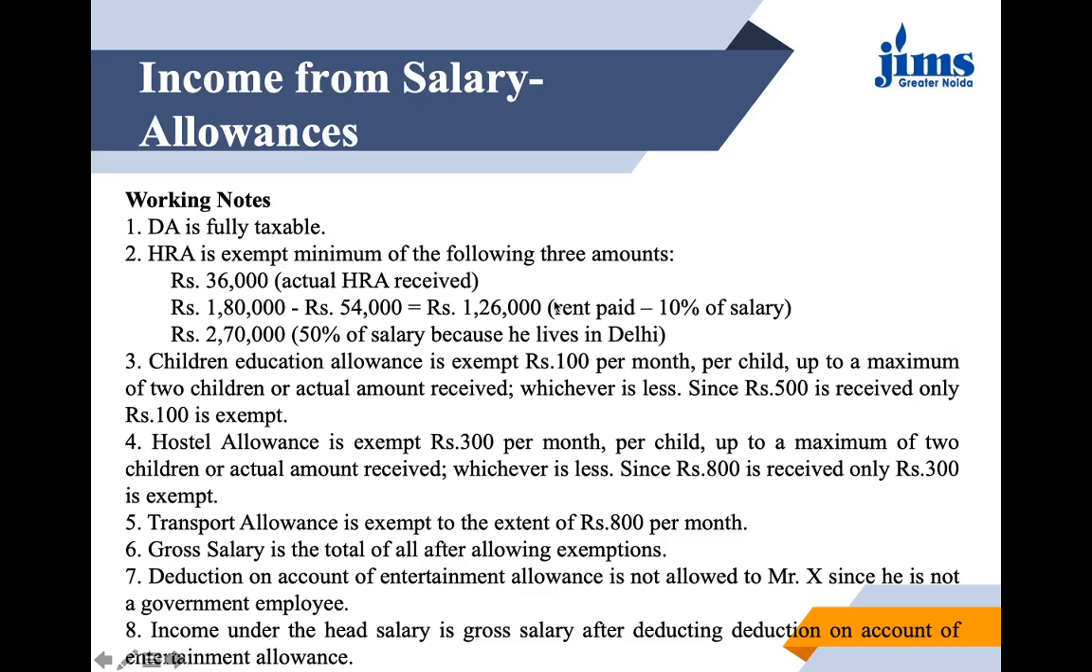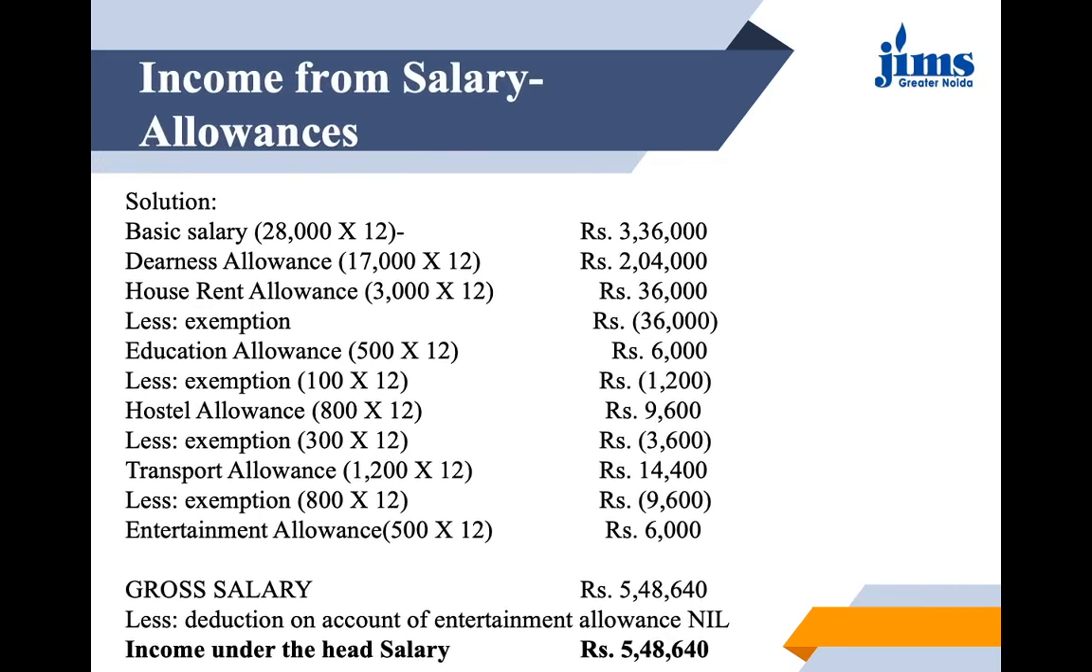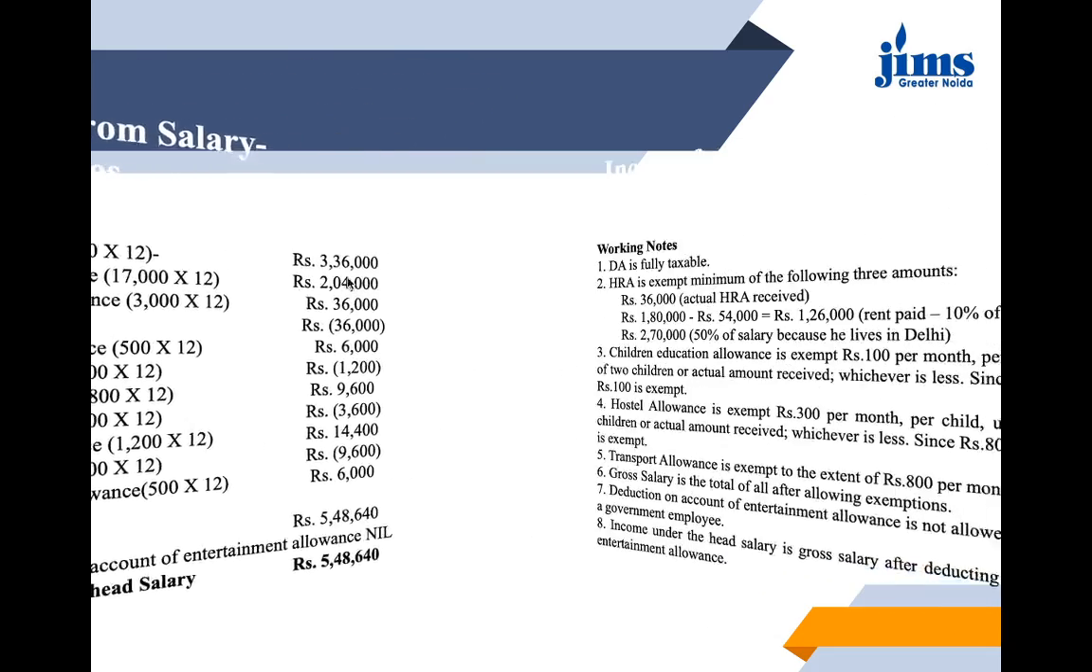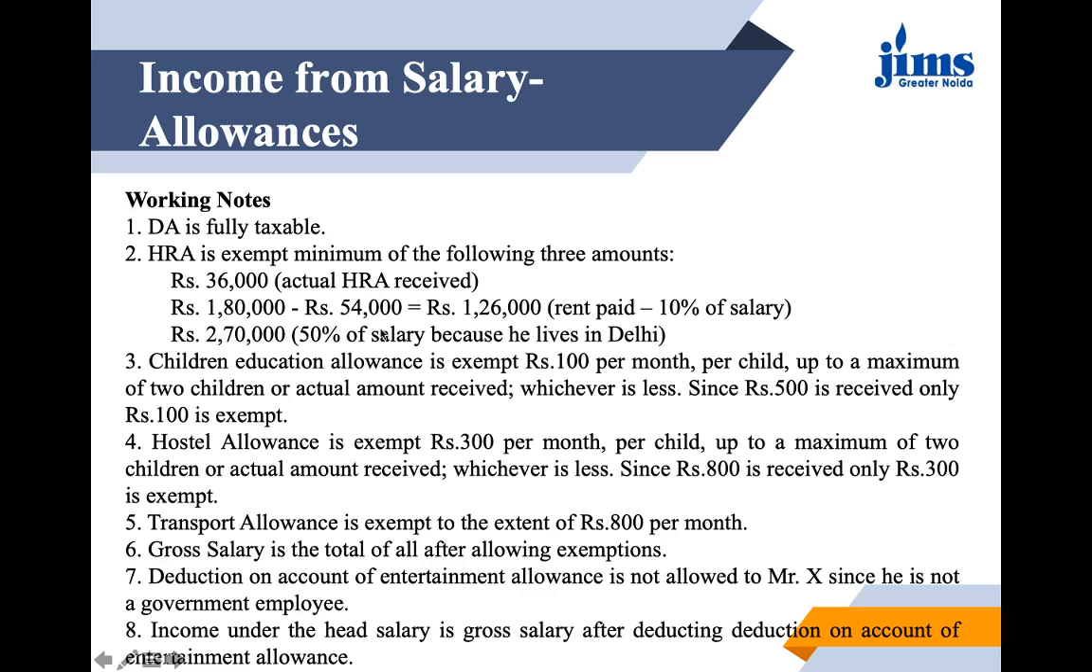Then we see rent paid minus 10% of the salary. The rent paid is 15,000 per month because he is living in the city of Delhi. So 15,000 into 12 gives you 1,80,000, minus 10% of the salary. We bring up the 10% of the salary by adding these two amounts, basic salary and dearness allowance, which would be 5,40,000. From there we have this 54,000 as 10%. So subtracting these two, we are able to get 1,26,000.